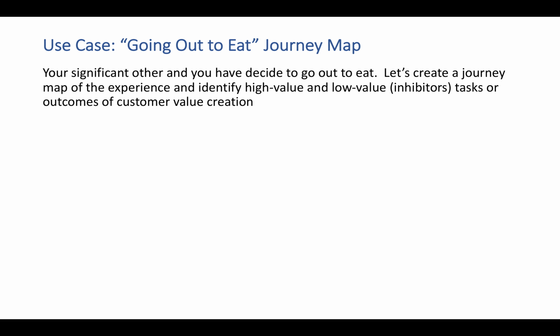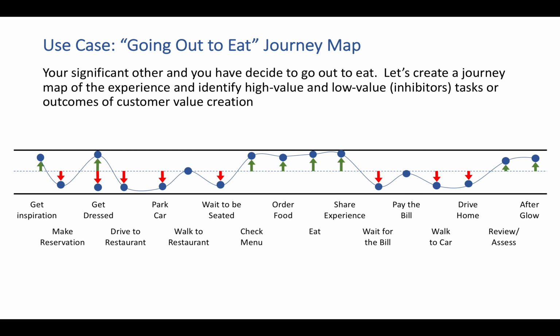And as you think about the journey for going out to eat, like you and your significant other want to go out and get a bite to eat, there are a number of steps or outcomes that have to happen along that process, right? You first get the inspiration to go out to eat, and then you make the reservation, you get dressed, you drive to the restaurant, you wait to be seated, you order, eat, pay the bill, drive home, and have an afterglow.